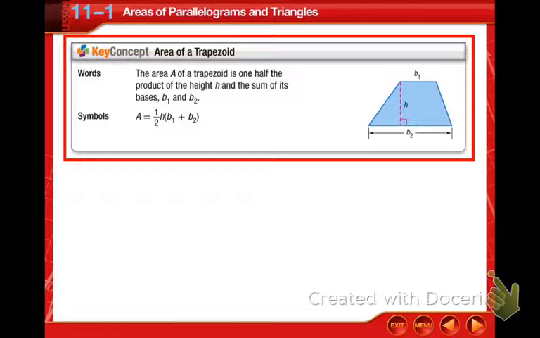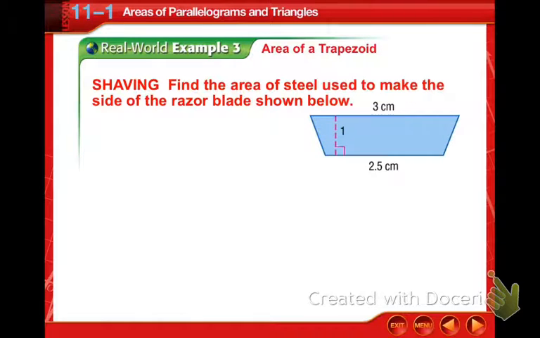Okay, area of a trapezoid, here's our formula there. So we got 1/2 the height times the base 1 plus the base 2. So our top and bottom, add them together, multiply by the height, divide by 2. We got our area. So here's a razor that we need to find the area for.